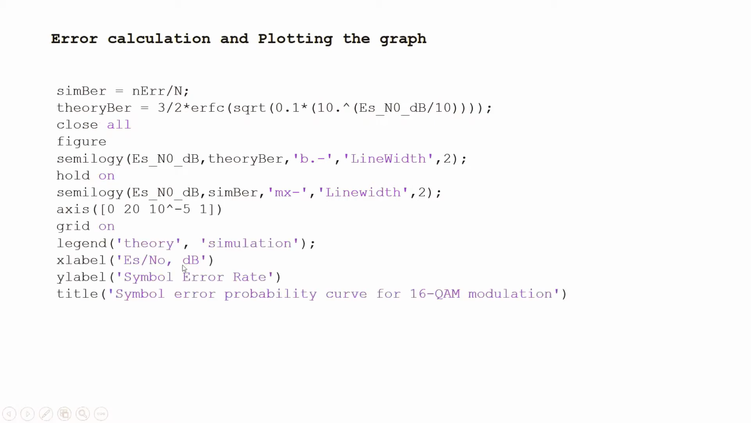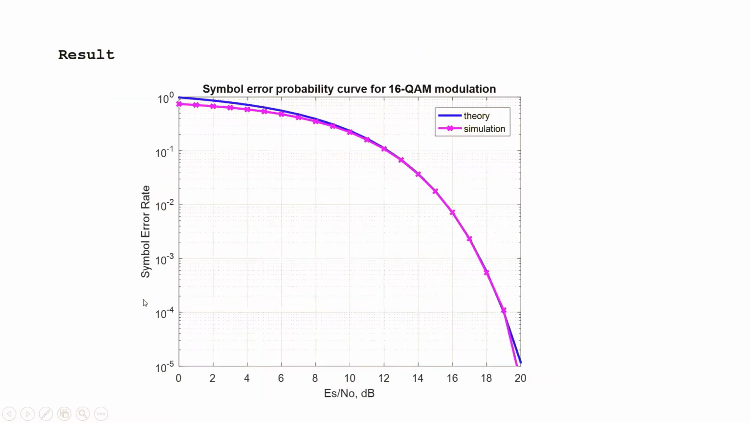These are some extra commands to separate the theory and simulation graphs, label the graph, and give the title of the graph. So this is how the result will look. The blue color is the theoretical bit error rate, and the magenta color is showing the simulated symbol error rate.